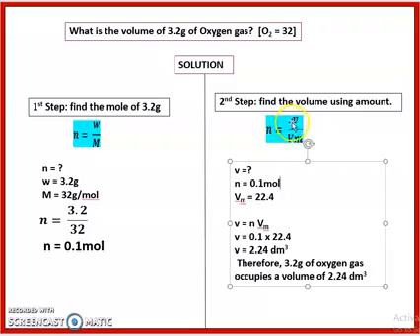From this question, we are looking for V. So V as usual equals N times Vm, cross multiply. So V equals 0.1, which is N, times 22.4, which is the molar volume. This will give you 2.24 dm3. Therefore, 3.2 grams of oxygen gas occupies a volume of 2.24 dm3. I hope you understand. Good.